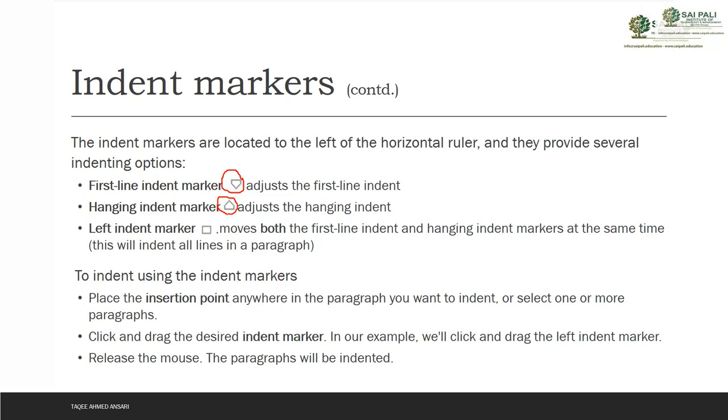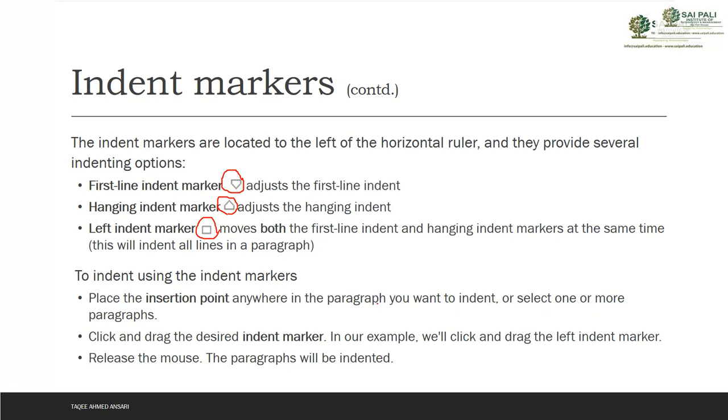Then this one is called the left indent marker. It moves both the first line indent and hanging indent markers at the same time. This will indent all lines in the paragraph. So if you want, you can move this. Now how can we indent using the indent markers? Place the insertion point anywhere in the paragraph.